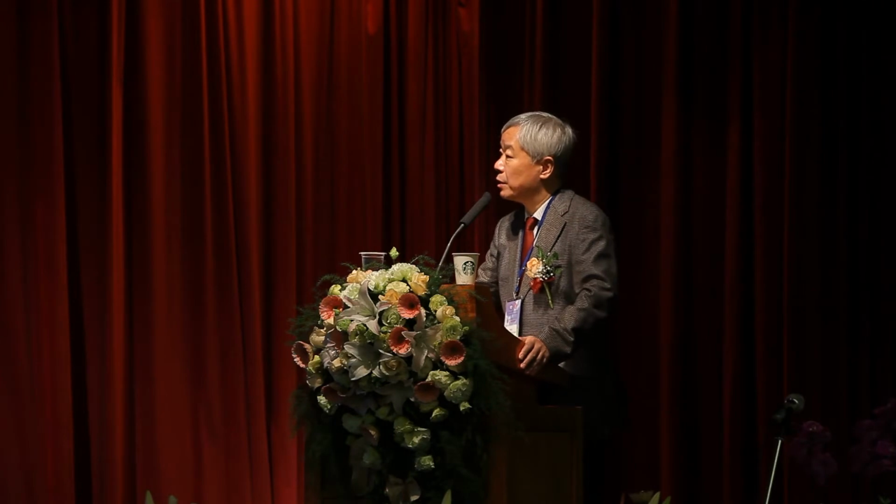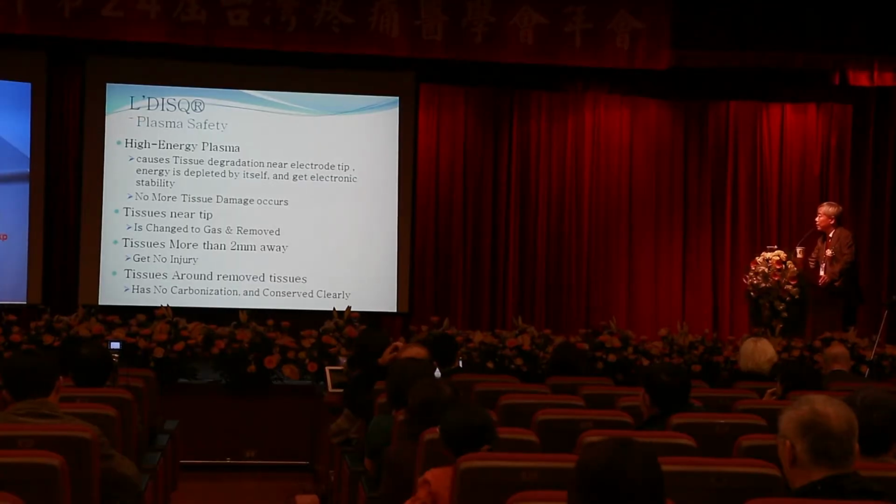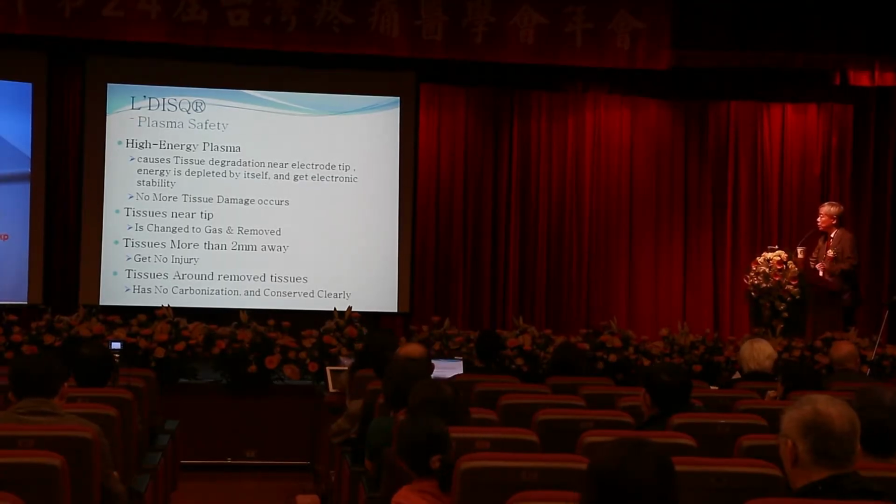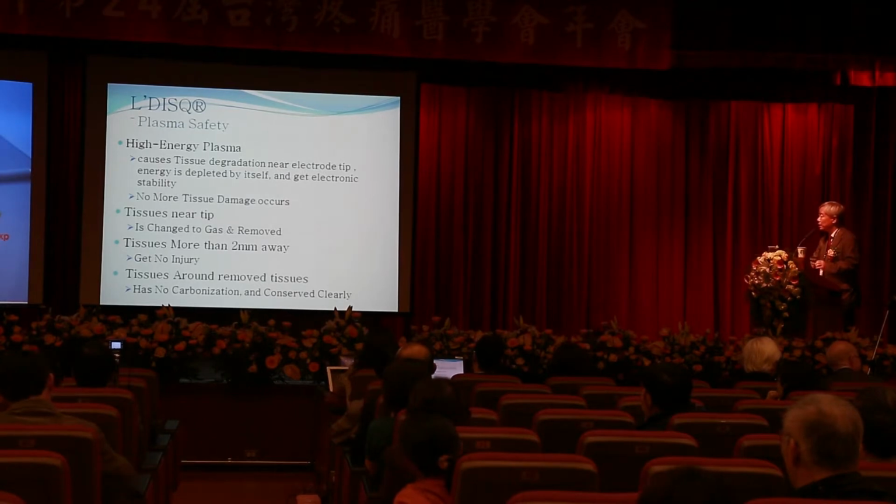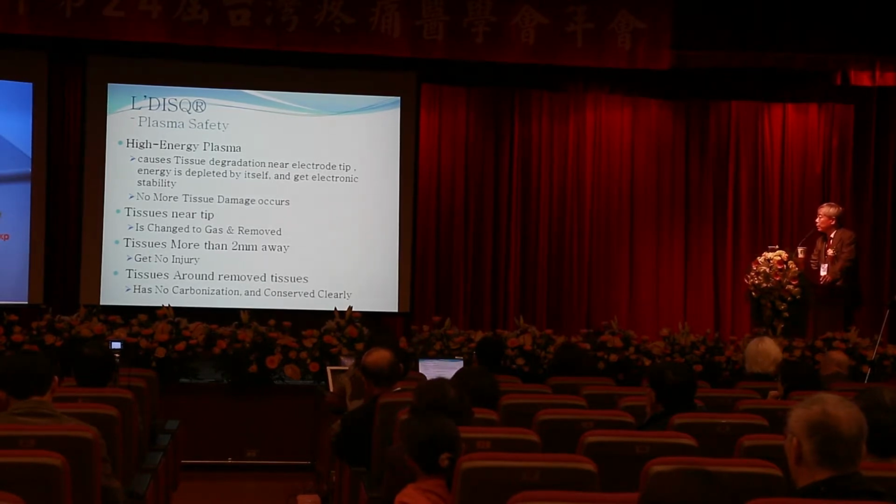High energy plasma causes tissue degradation near the electrode. Energy is depleted by itself and gets electrical stability. Therefore, no more tissue damage occurs. So tissue is changed to gas and is removed easily. And tissue more than 2 millimeters away gets no injury at all. So it is very safe.